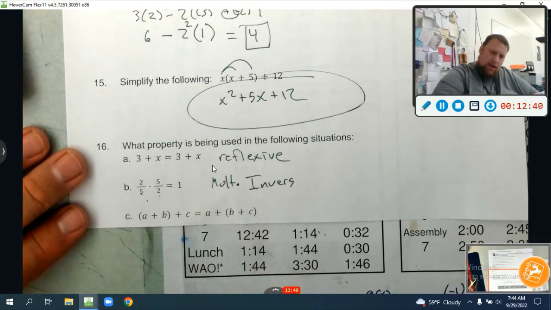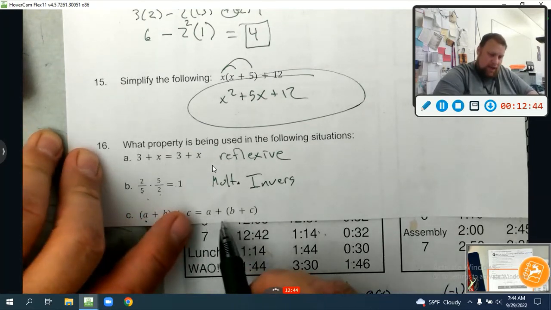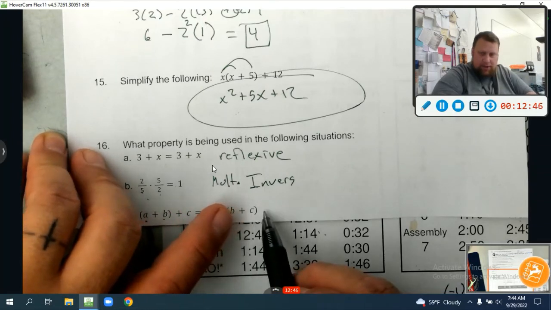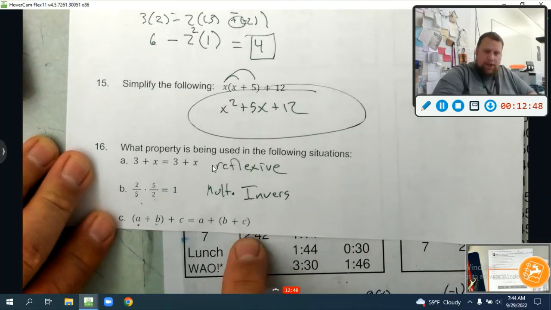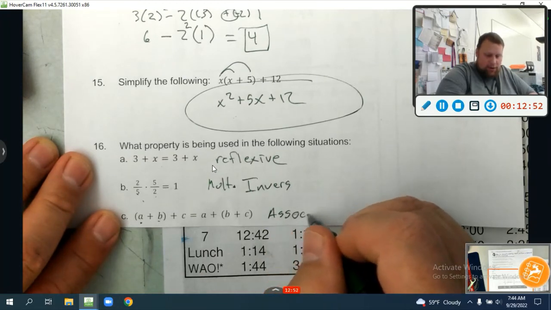And last but not least, look at this. A plus B are associated together, plus 6, and then A plus B plus C are associated together. So we're changing associations here. That is the trick word or keyword, associative property.